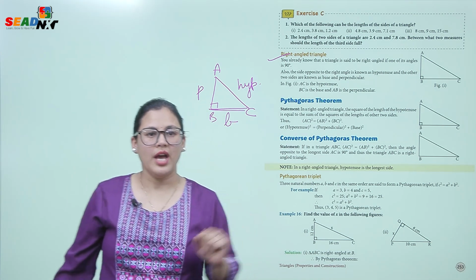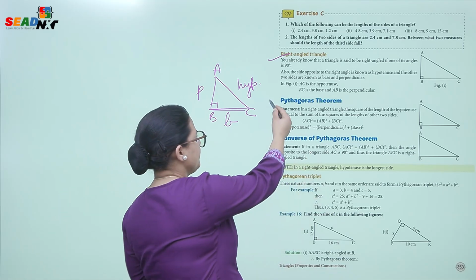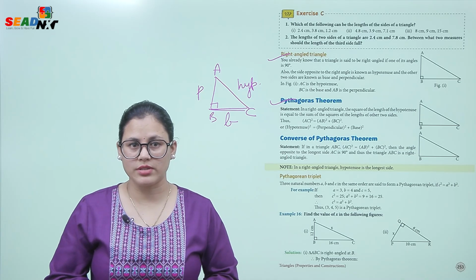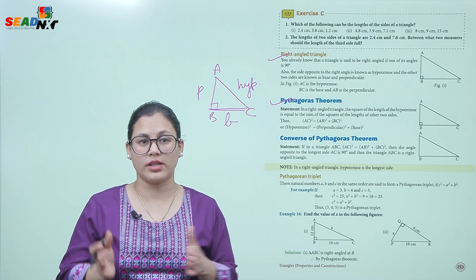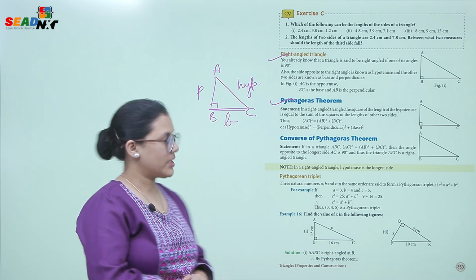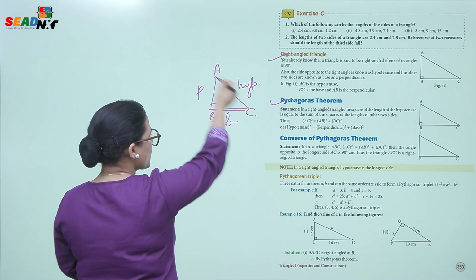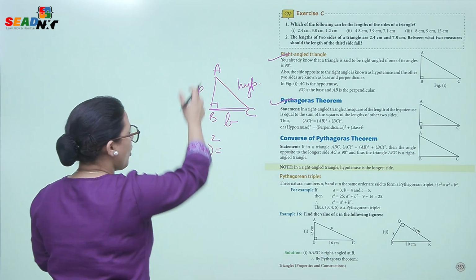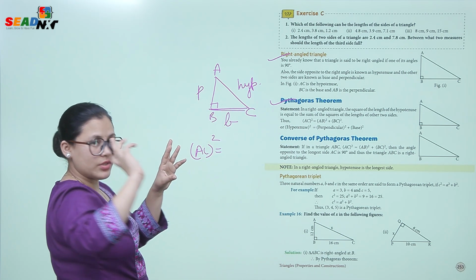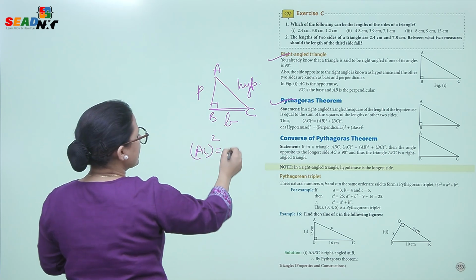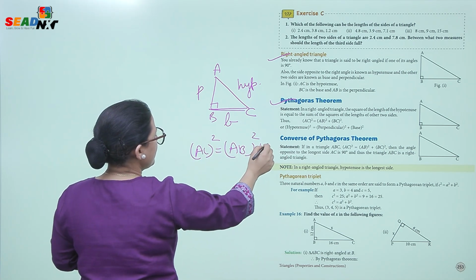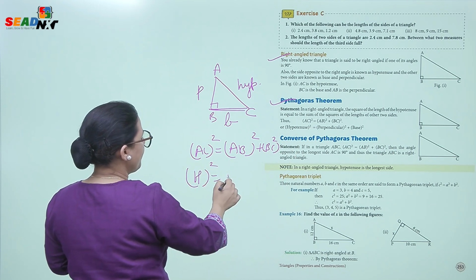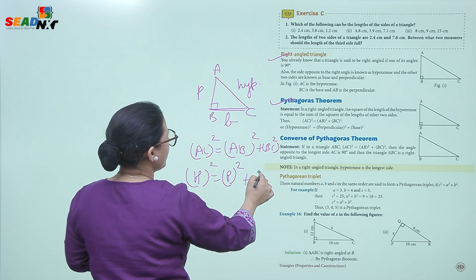Right angle at B. Now, Pythagoras theorem statement: in a right angle triangle, the square of the length of the hypotenuse is equal to the sum of the squares of the lengths of the other two sides. So the Pythagorean theorem says that the square of the hypotenuse, that is AC square, is equal to the sum of the squares of perpendicular and base, that is AB square plus BC square. In short, we can also write H square is equal to P square plus B square.